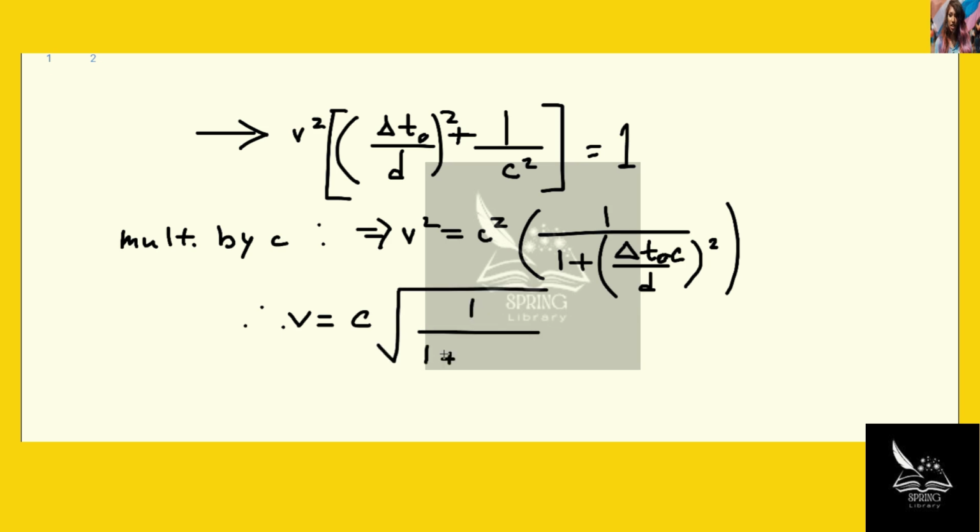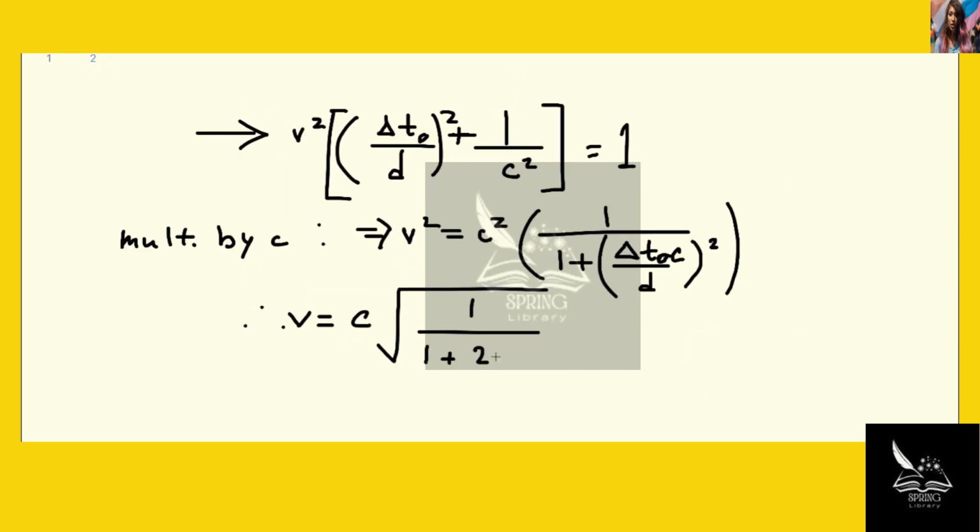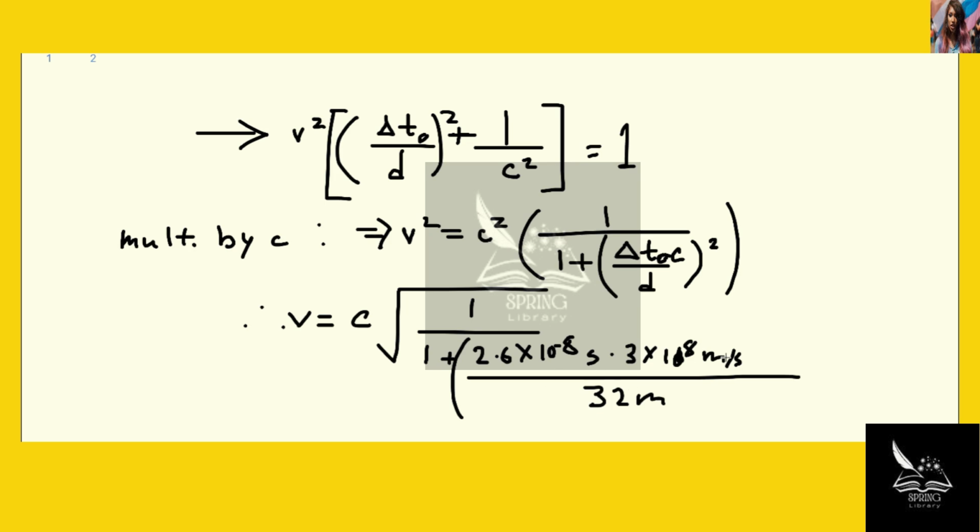delta t naught. Delta t naught is, remember, 2.6 times 10 to the negative 8 seconds, times the speed of light, which of course is 3 times 10 to the 8 meters per second, over the distance, which is 32 meters. Notice that all of these are in SI units, so we are doing good in terms of units.